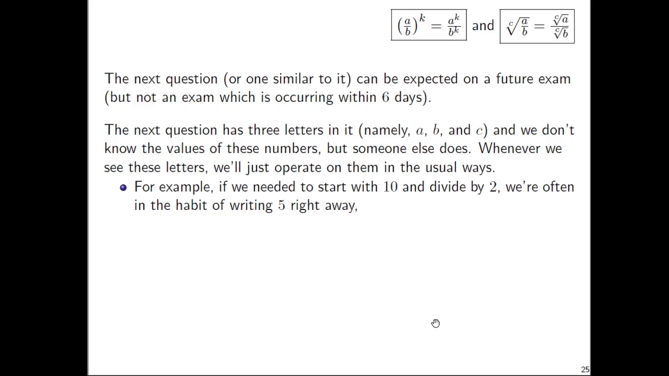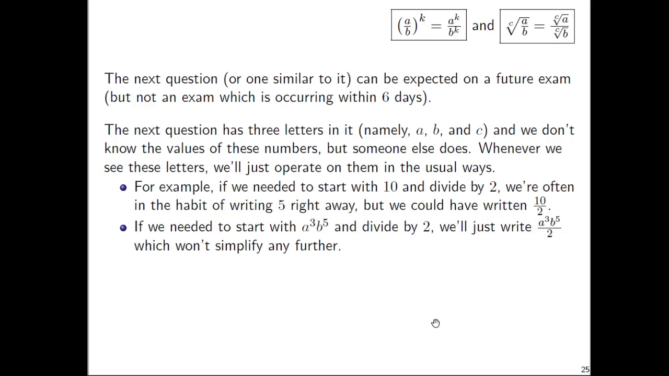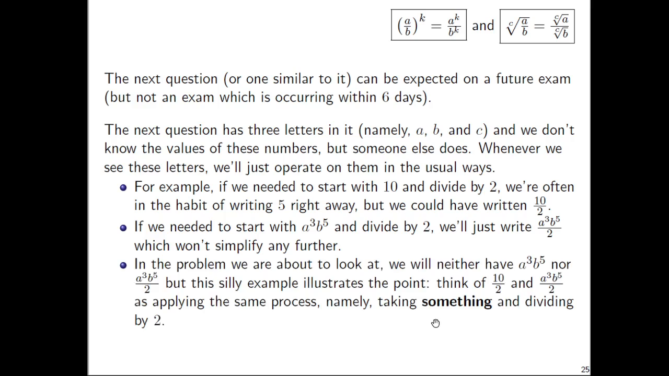So, for example, if we needed to start with the number 10 and divide by 2, we're often just in the habit of writing the number 5 right away. And that's fine, because we know that 10 divided by 2 is 5. But we also could have just written 10 over 2, right? Just as a fraction. Just 10 divided by 2 and not simplify. If we needed to start with a cubed b to the fifth and divide by 2, we'll just write a cubed b to the fifth over 2. And then that fraction just won't simplify any further.